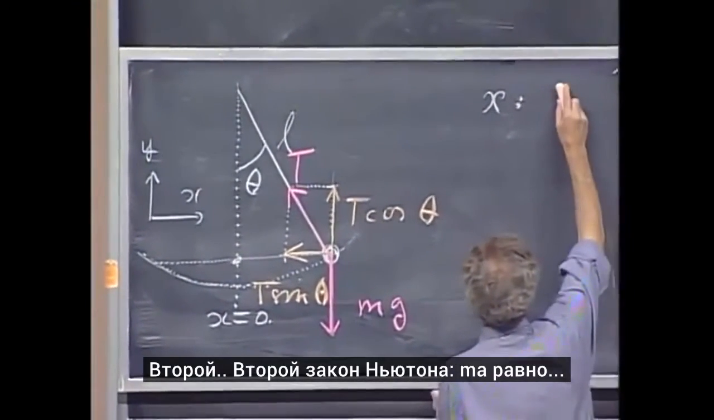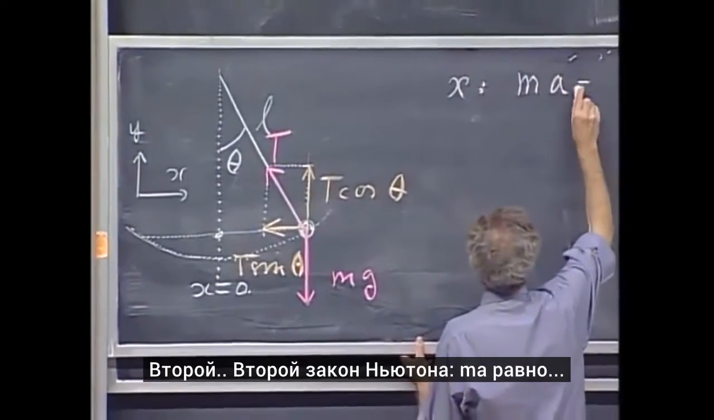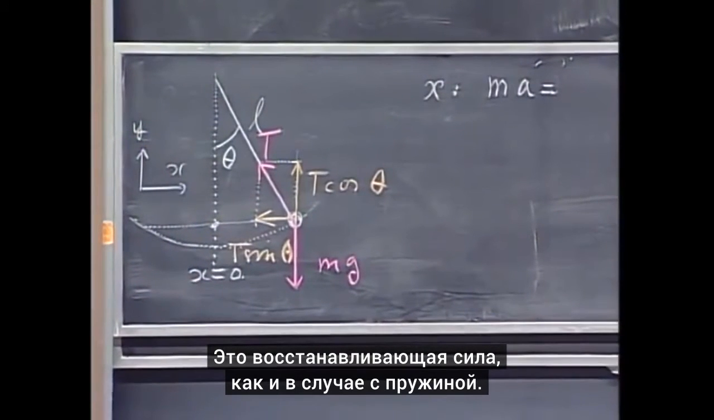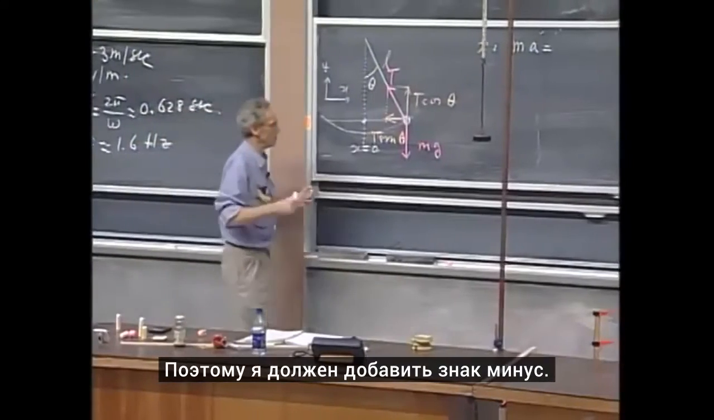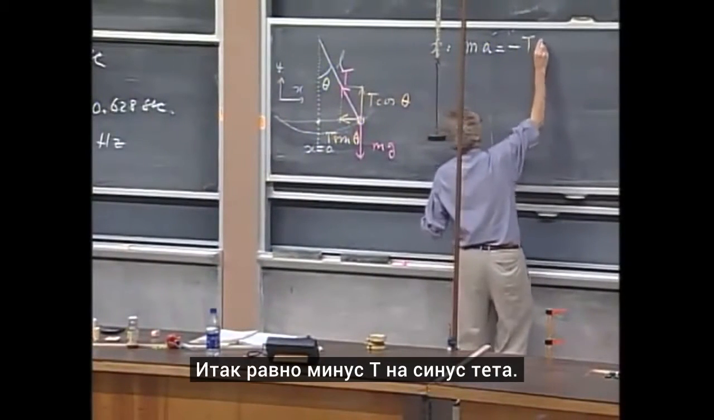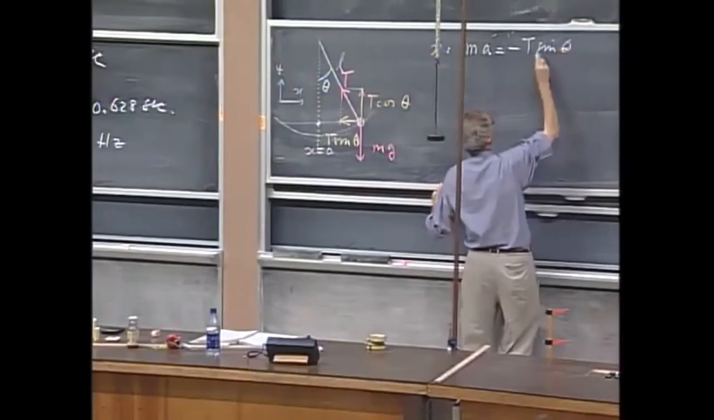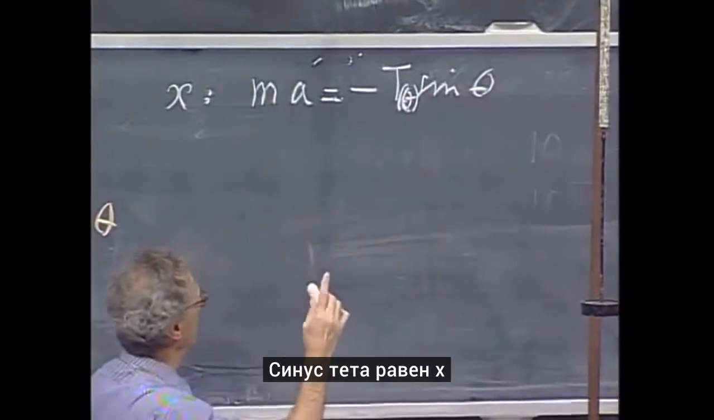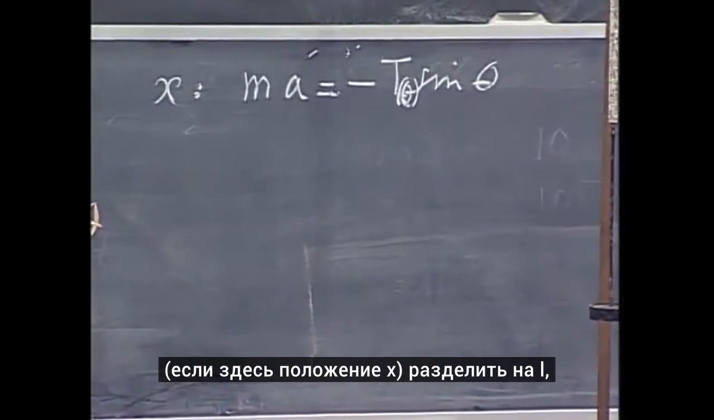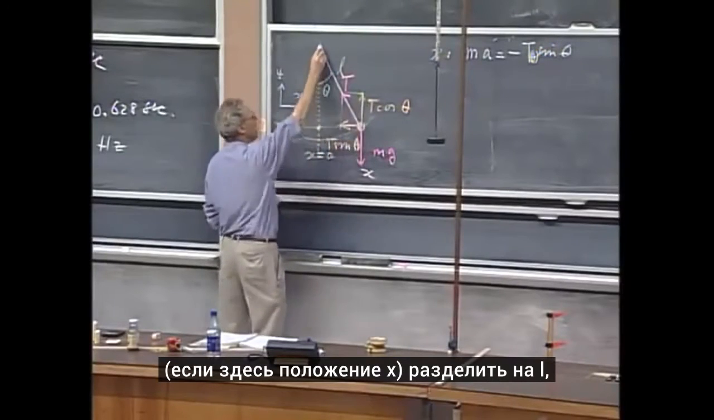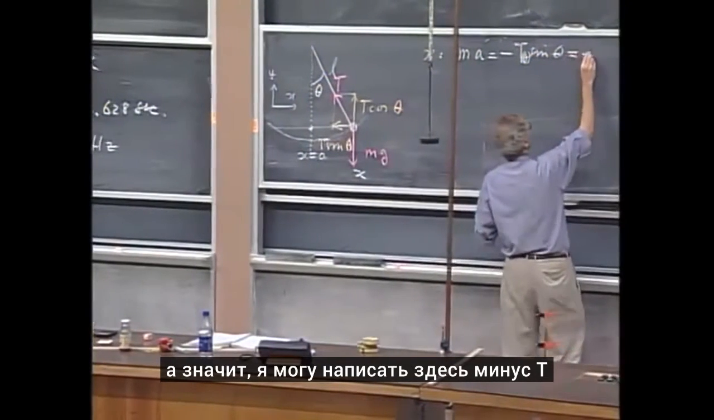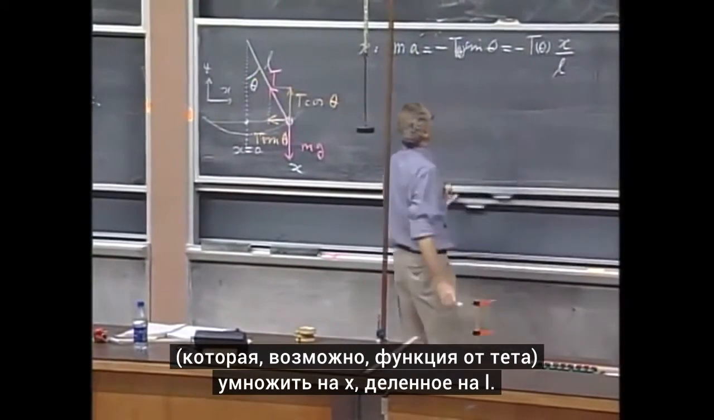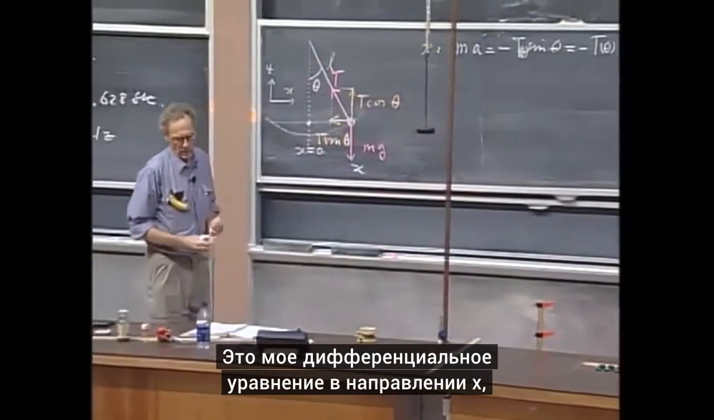Second, Newton's second law. Ma equals, this is the only force in the x direction. It's a restoring force, just like with the spring. I therefore have to give it a minus sign. So equals minus T times the sine of theta. T itself could easily be a function of theta, so I have to allow for that. The sine of theta equals x, if it's here at position x, divided by L. And so I can write for this minus T, which may be a function of theta, times x divided by L. That is my differential equation in the x direction.